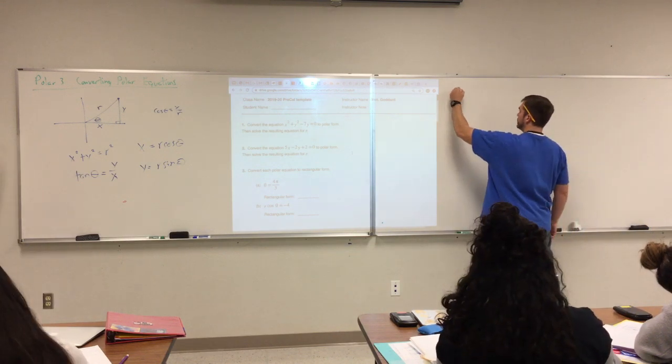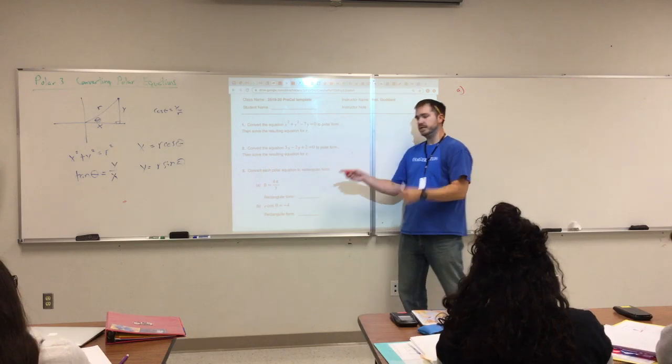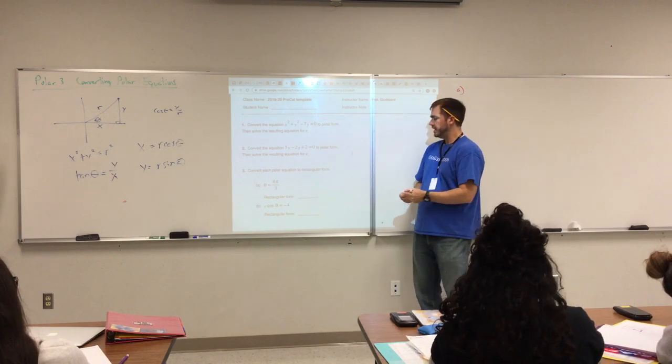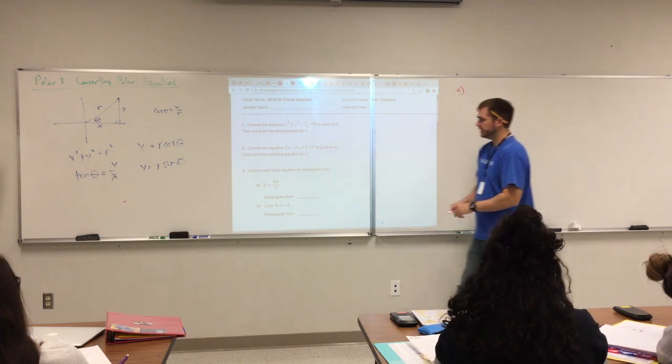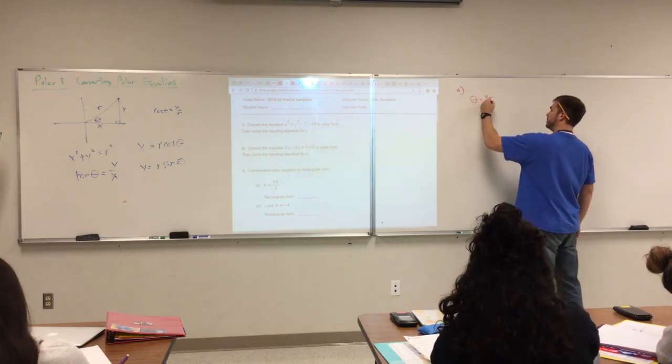Part A. It says convert each polar equation to rectangular form. So now we're going the other way. Now we have a polar graph: theta equals 4 pi over 3.